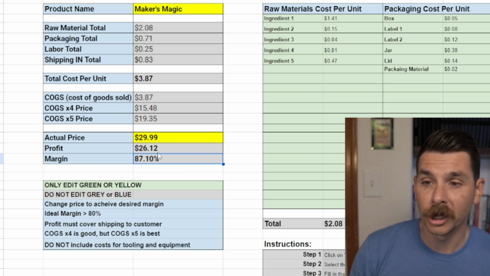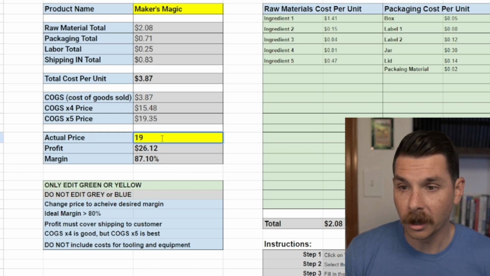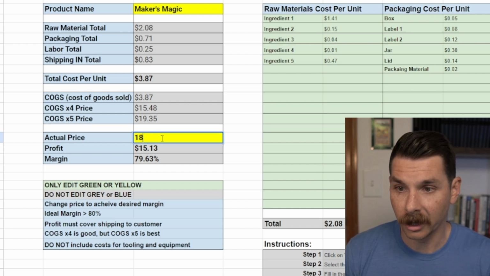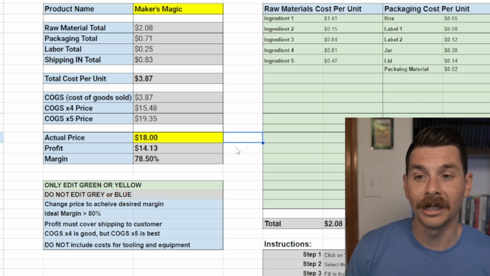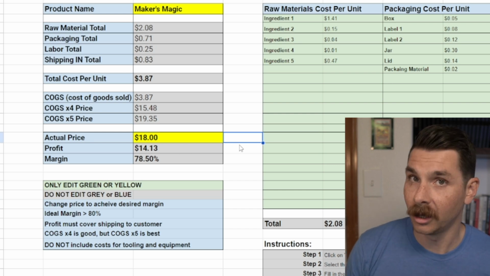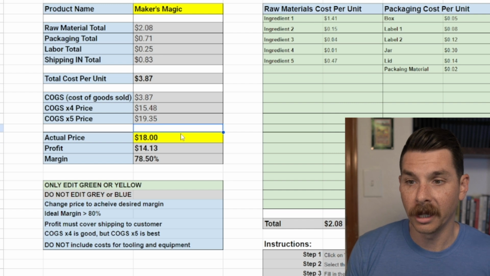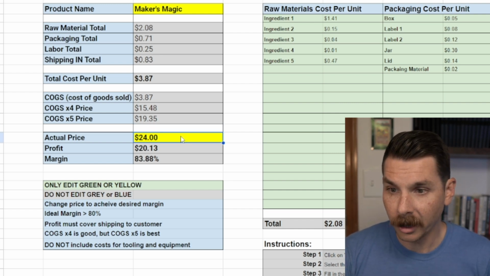So if we wanted to achieve a profit of $14, we need to play with the price. There's 19, there's 18. So now I know that the cheapest I could sell this product for is $18 while achieving a $14 profit. Here's how we get to that 85% margin. We'll keep playing with it, maybe 25.